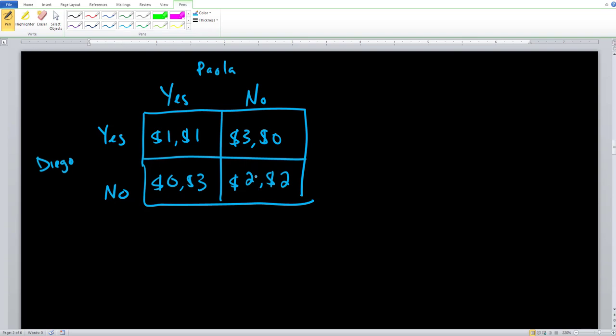Finally, the last component is the payoffs, and the payoffs are denoted as dollar amounts to each of these players. The first number that you see always goes to player number 1. Player number 1 is always on the left-hand side right here. So this $1 goes to Diego, this $3 goes to Diego, $0 to Diego, and $2 to Diego once again. The second number after the comma always goes towards player number 2, who is always denoted on top right here. So this $1 goes to Paola, $0, $3, and $2 to Paola once again.